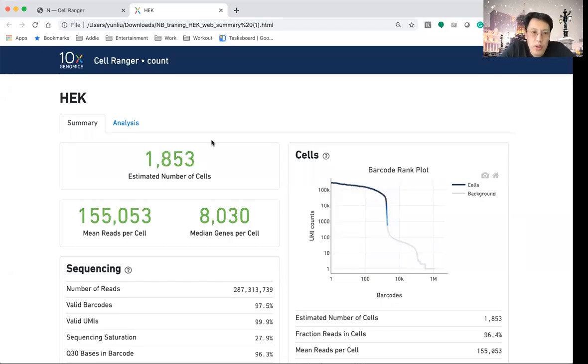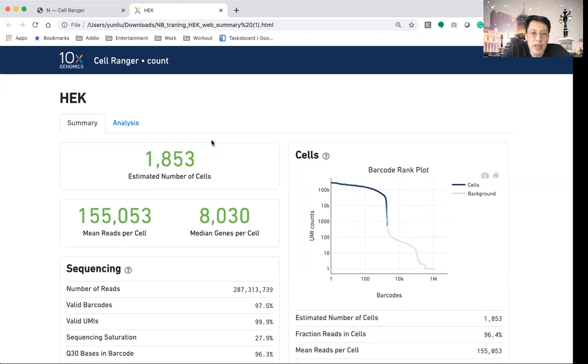In this short video, I'm going to very briefly go through some of the quality control that we normally look at after receiving the single cell or 10x derived single cell data. After we receive the FASTQ files, the first thing that we will do is to use Cell Ranger, this particular software provided by 10x to do the sequence alignment and the gene expression calling.